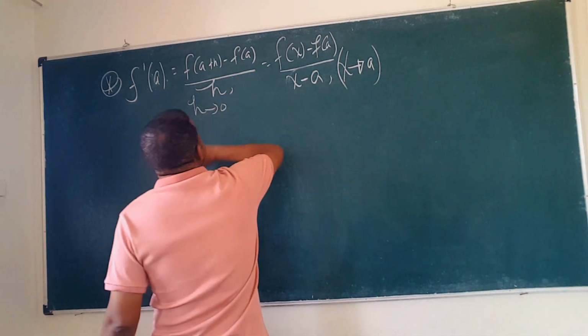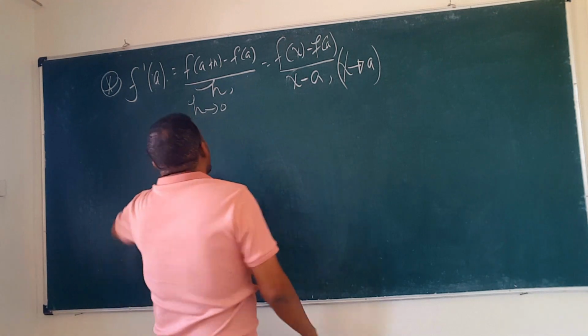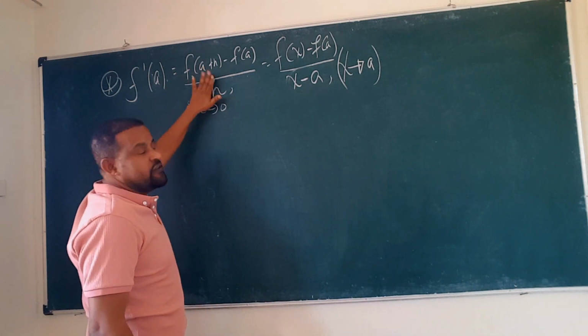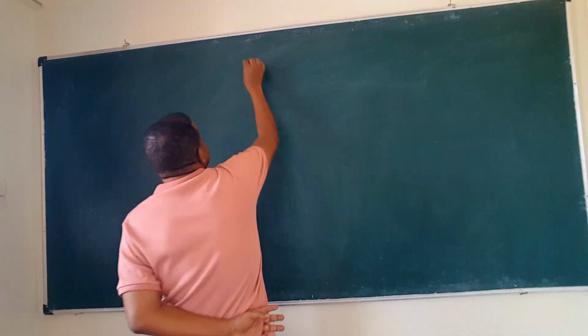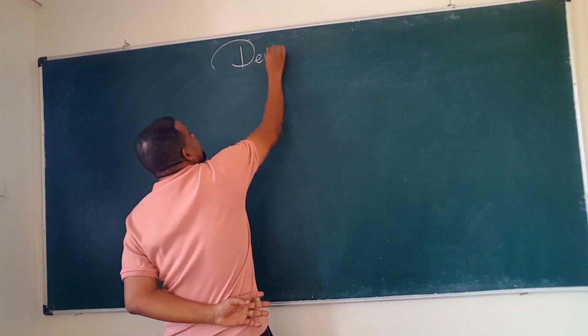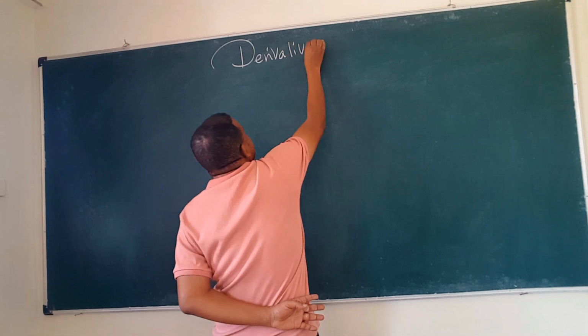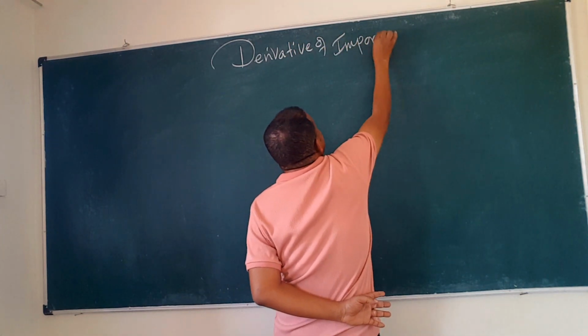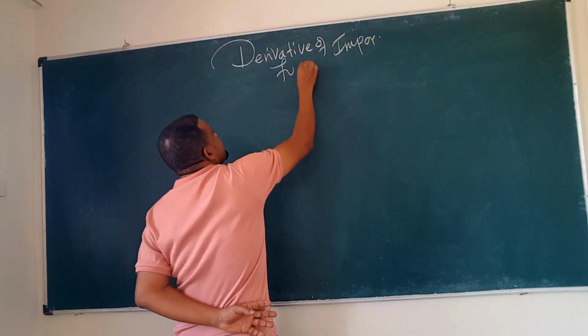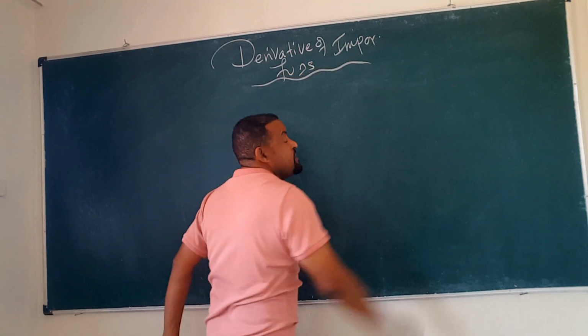So this is nothing but the derivative of the function, or the instantaneous rate of change of the function. So now let's find the derivative of important functions.